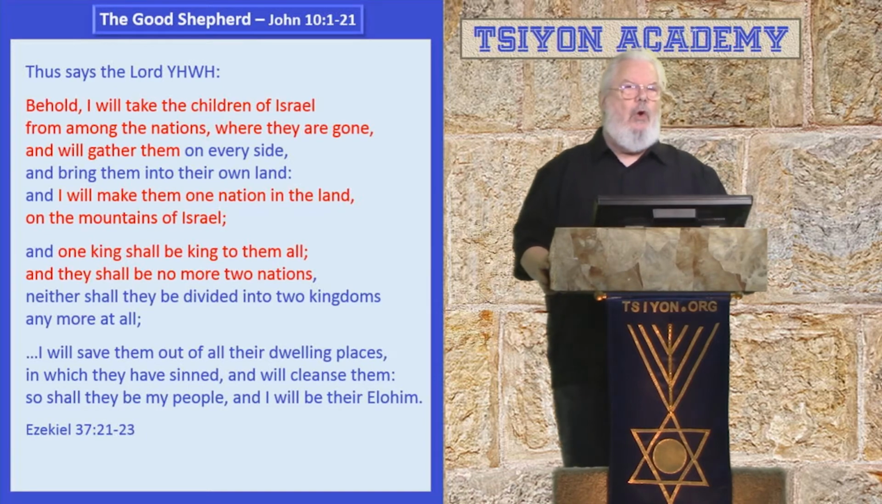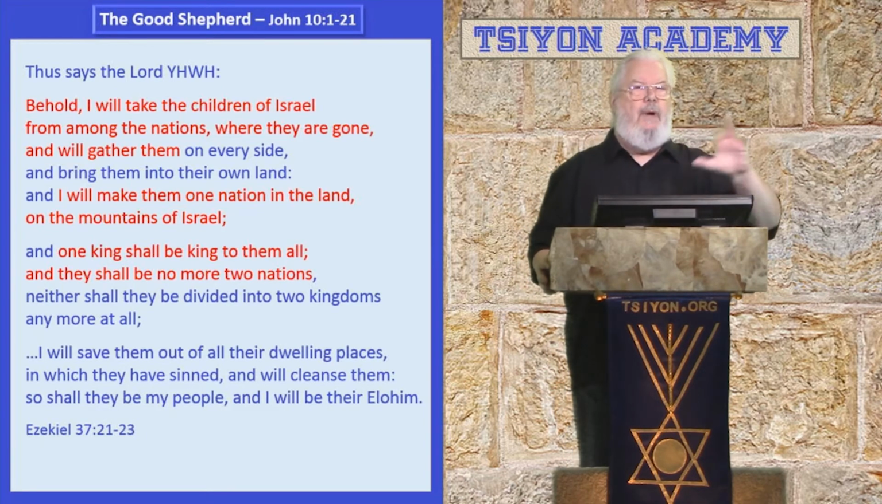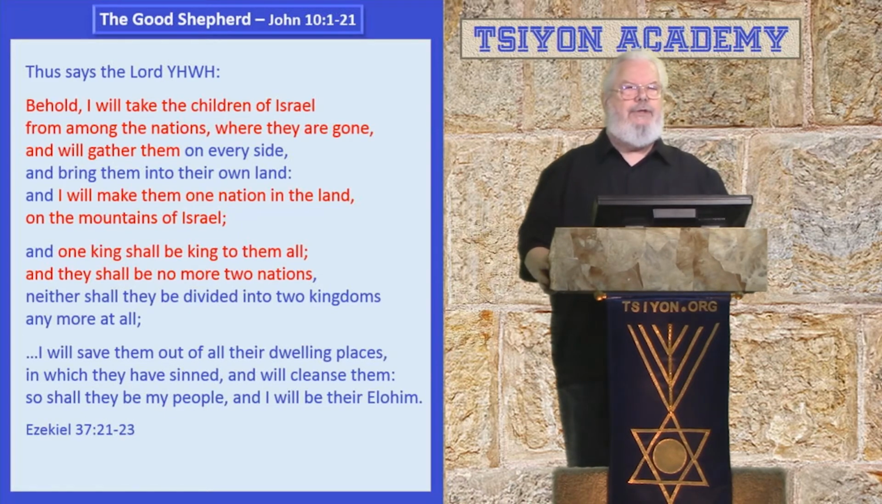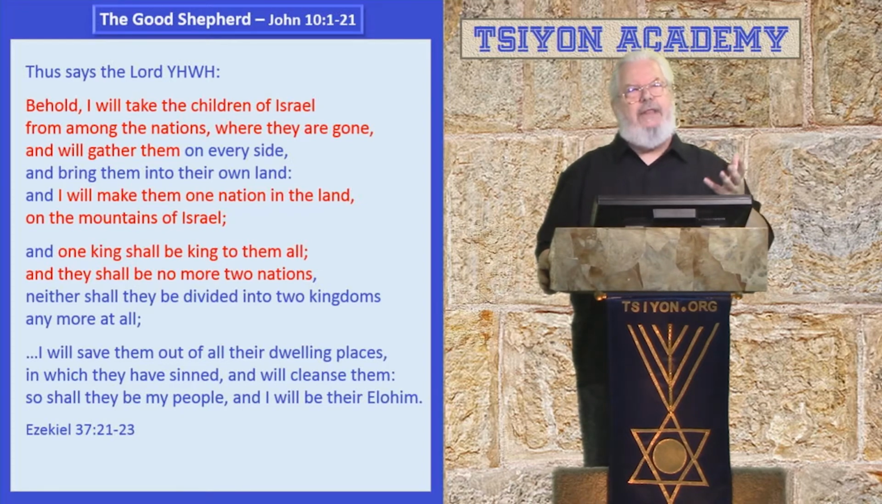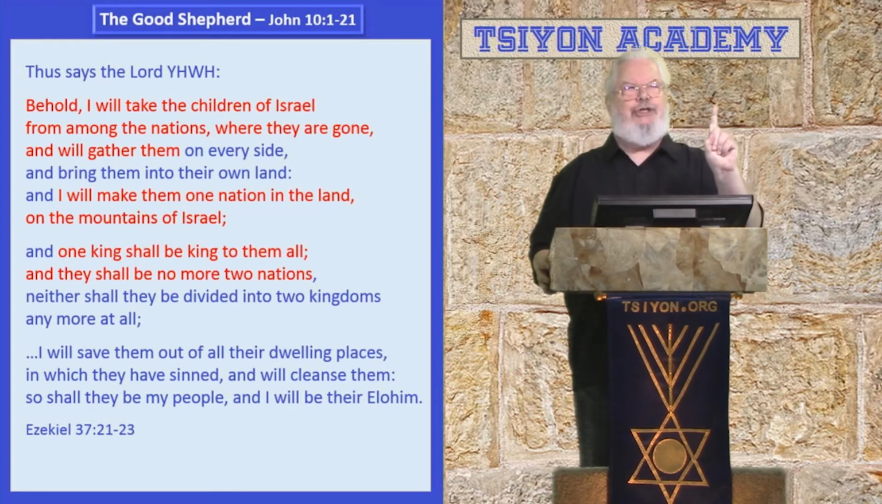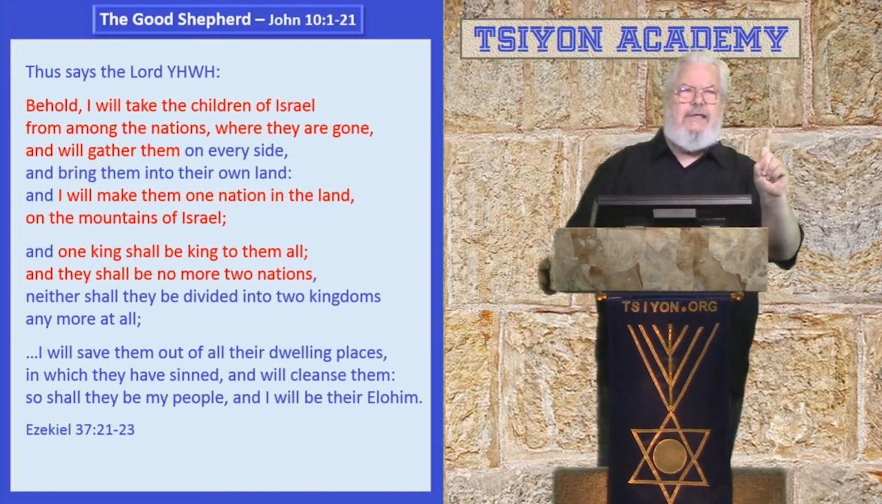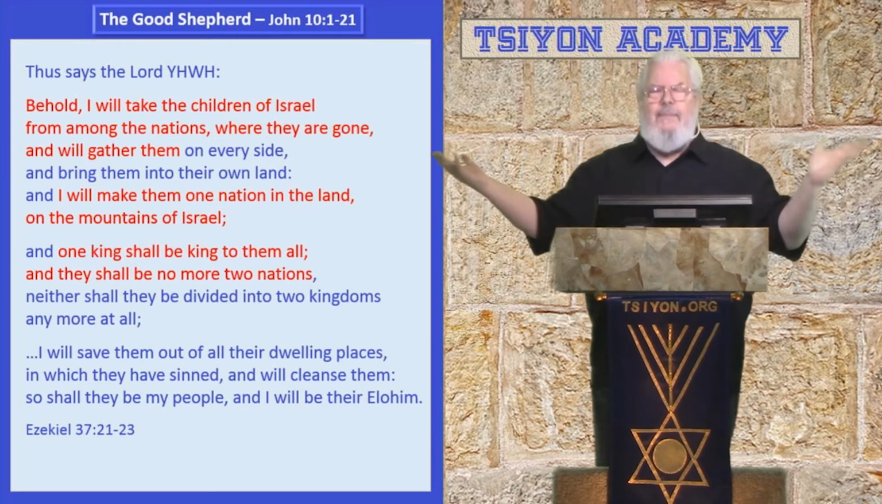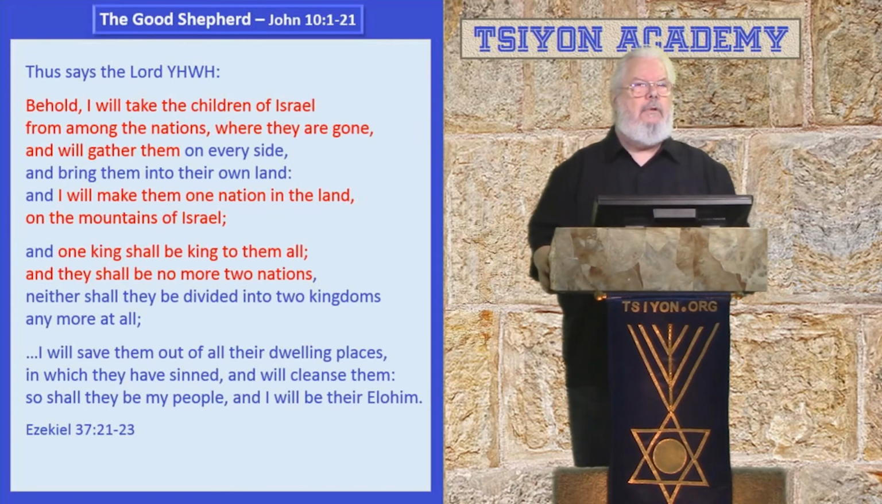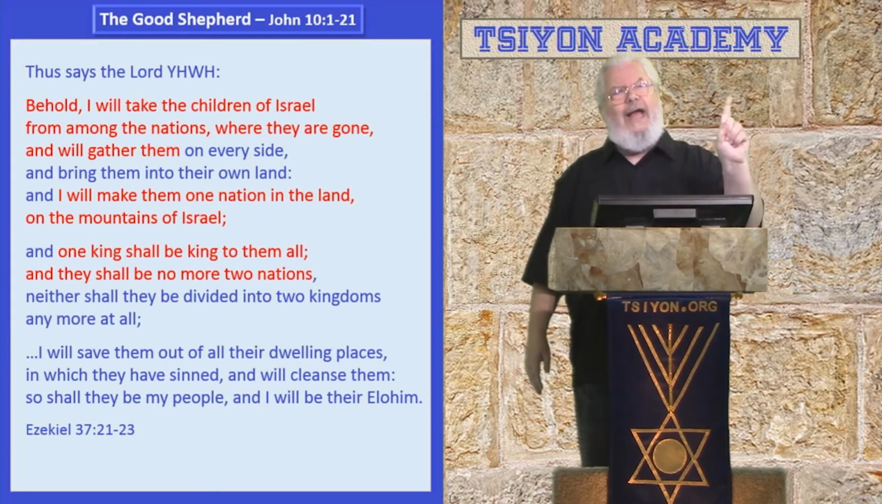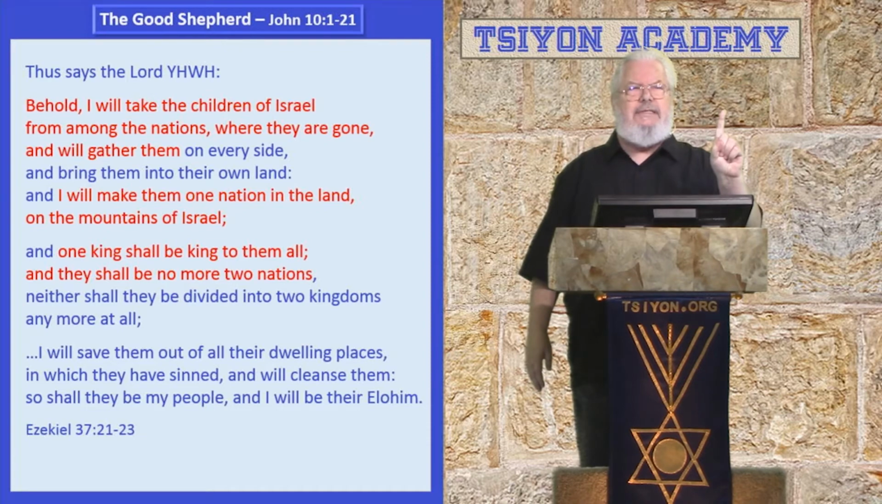Ezekiel 37: Behold, I will take the children of Israel from among the nations where they are gone, and will gather them on every side and bring them into their own land, and I will make them one nation in the land on the mountains of Israel. Now, isn't this what we talk about here at Zion? Being a nation? Why am I talking about being a nation all the time? It's Yahweh's will for the remnant to be one nation under Yeshua Messiah.